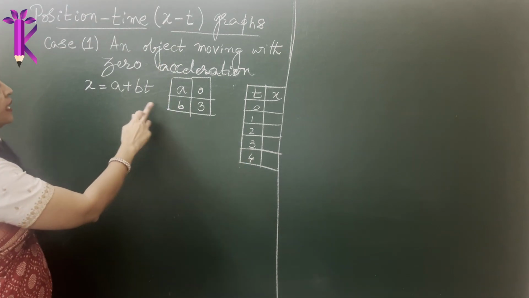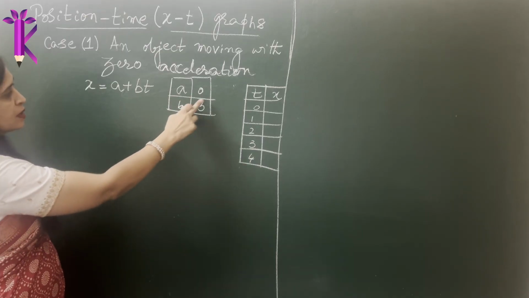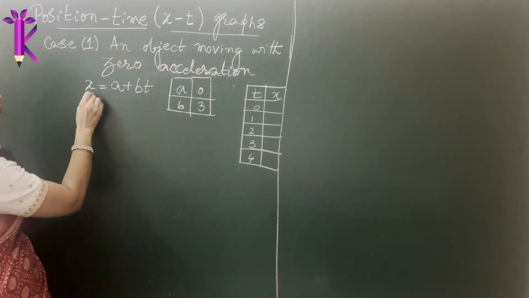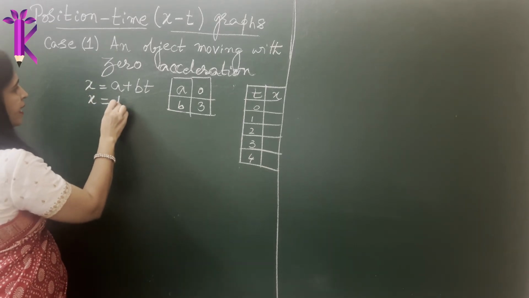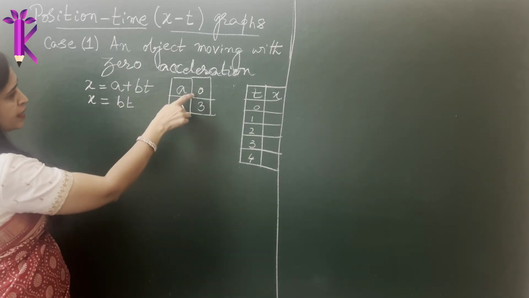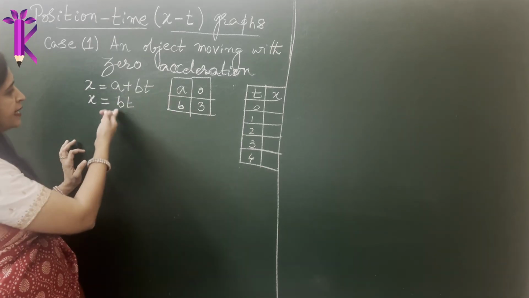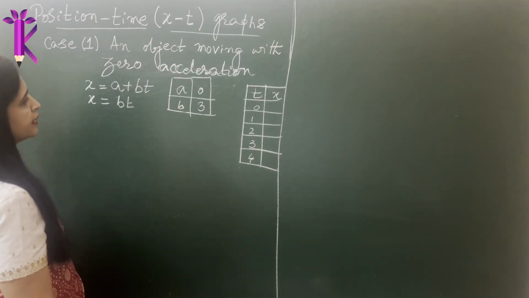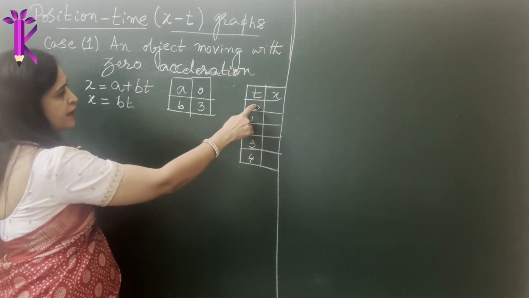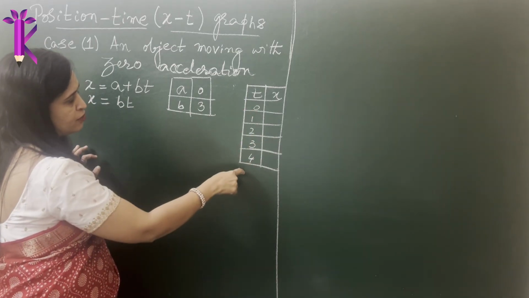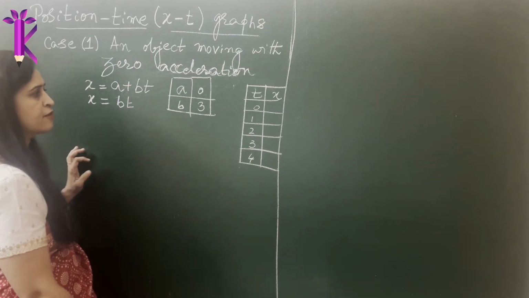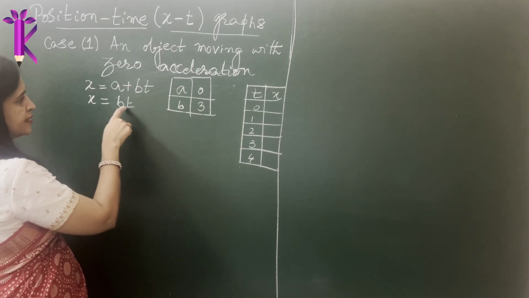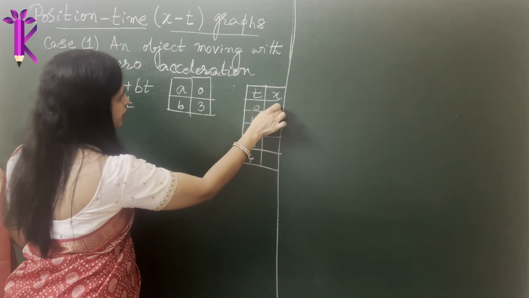To plot such a graph, I have taken the equation connecting position and time as x is equal to a plus bt, where a and b are constants with values 0 and 3. Now since a is 0, this equation can also be written as x is equal to bt. There is no need to write a all the time, right? Now for different values of time, I am defining different values of x. When t is 0, b into t, that is 3 into 0, is 0.